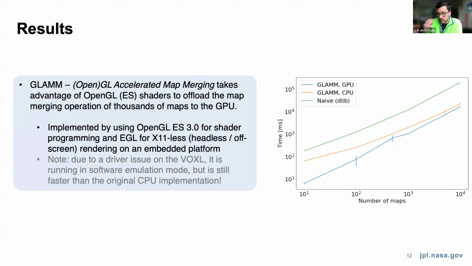And if you look at the right-hand side, even the software emulation mode was still faster than what we had implemented naively with dlib on the CPU. So you can see there's some really nice performance gains to be had, even as you increase the number of maps that you're merging significantly. So it's still worth it to do this, even if at the end of the day you have to use software rendering.